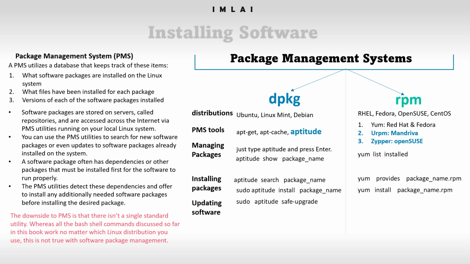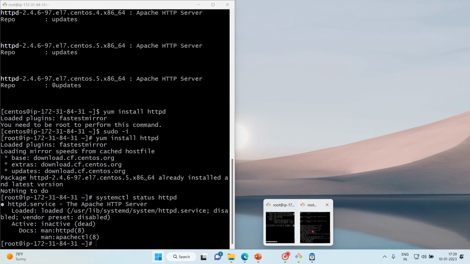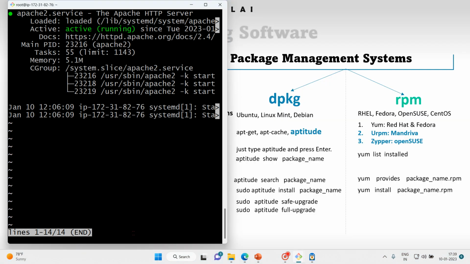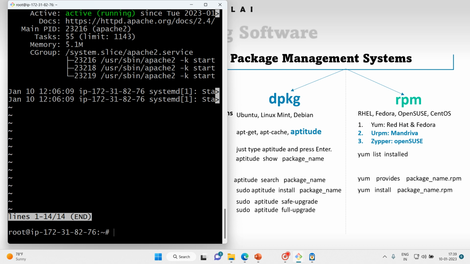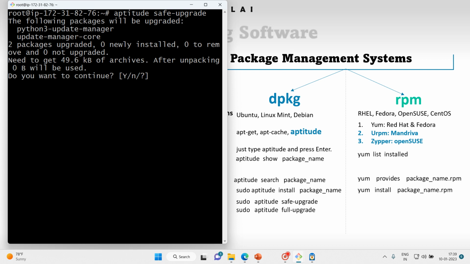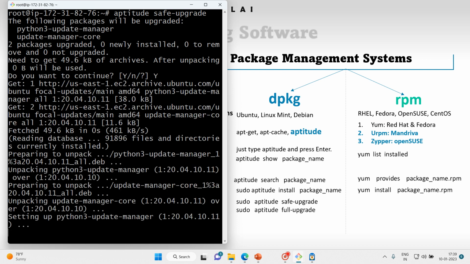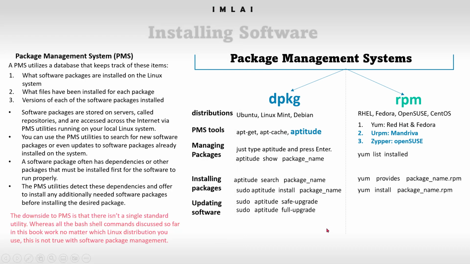Now, how do you update the software? To update the software, we'll use aptitude safe-upgrade or aptitude full-upgrade. Let's do it. So this is our Ubuntu. Let me clear the screen. So aptitude safe-upgrade. Of course it may take a lot of time, but that's okay. Let's upgrade it as quickly as possible. Then I don't need to go for the full upgrade. It will take a few more minutes.